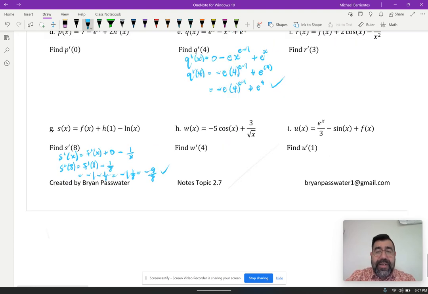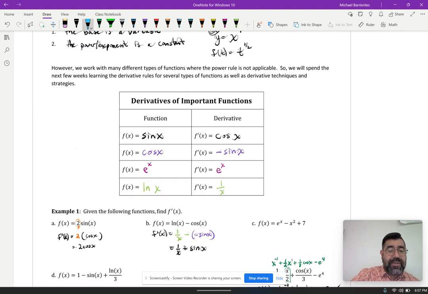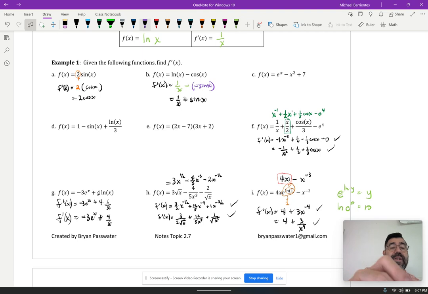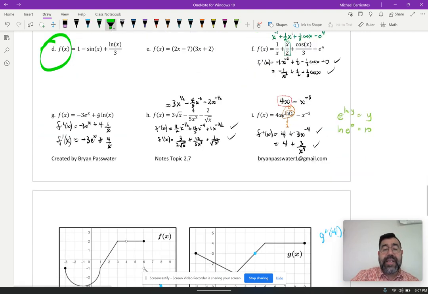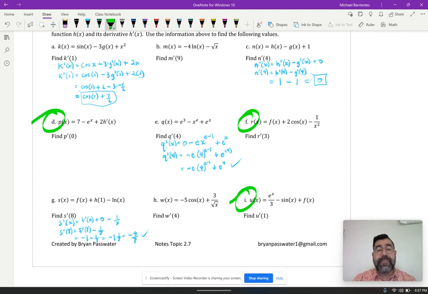So if you would practice a little bit, I'm going to ask you to, on the front page, do letter D and C. And then on the back page, see if you can do letter F, letter I, and letter D on the back page, just to get some practice. We'll check it in class.